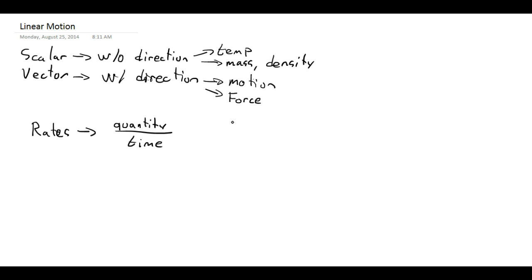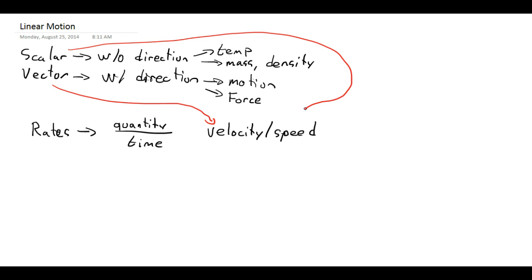And so the most significant rate, and the one we're going to focus on today, is velocity. Or you can also refer to it as speed. The only difference being velocity is a vector, while speed is a scalar. And then everything we talk about today will also apply to acceleration. Acceleration, of course, being a vector as well.